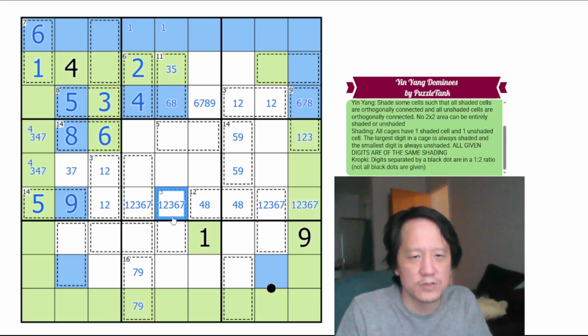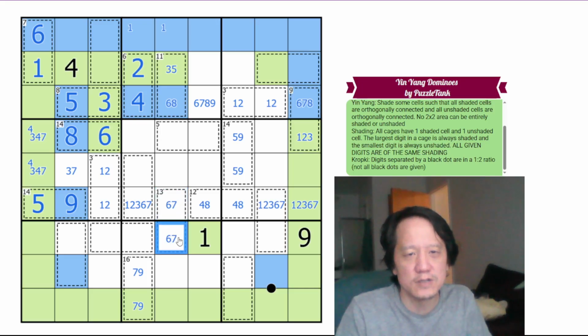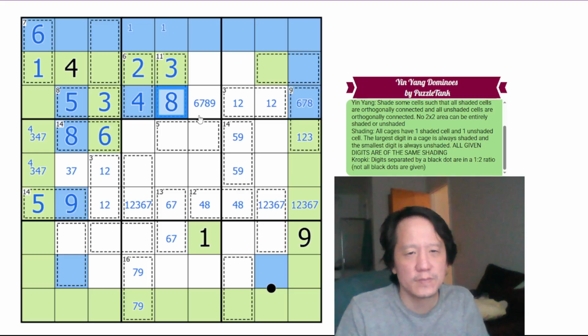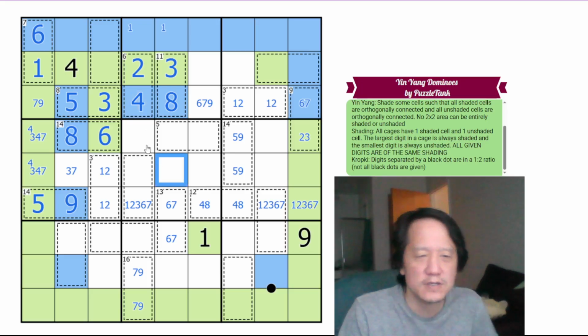This has to be a 6, 7 pair to add up to 13. That eliminates 6 and 5 as a possibility for this cage. So this is 3 and 8. That means this can't be 8, this can't be 8, this can't be 1. That leaves this digit as 6, 7, or 9. Cannot be 6 because of the 6 in the box.